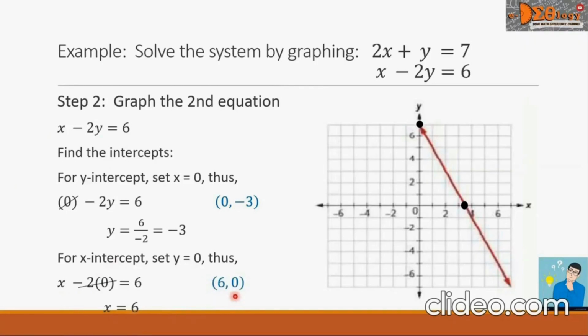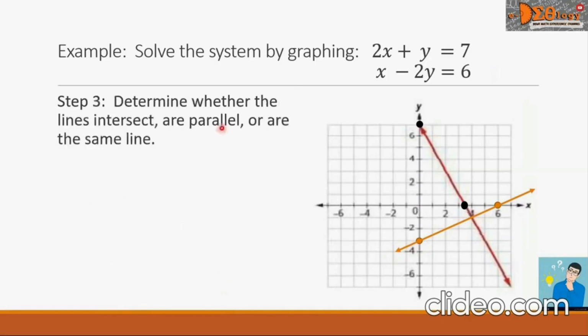Now let us graph the line for the second equation. First, let us plot the 2 points or the intercepts in our rectangular coordinate system. So we have first the x-intercept is (6, 0), and here is the point, and the y-intercept is (0, negative 3), and this is the point. We connect these 2 points by a line, and this line now is the graph of the second equation.